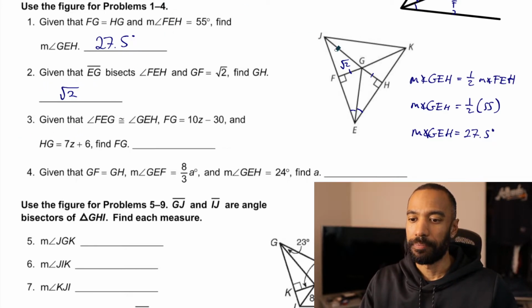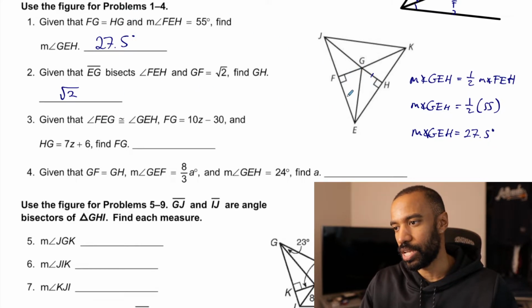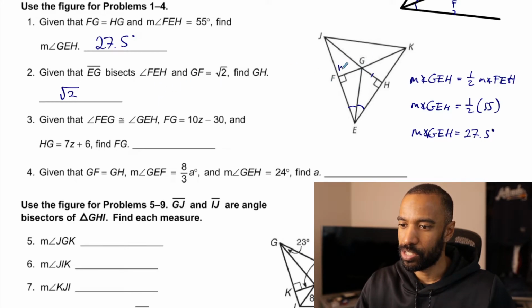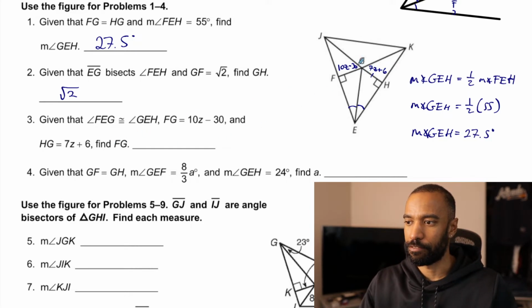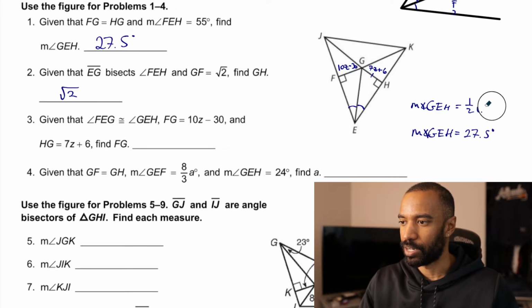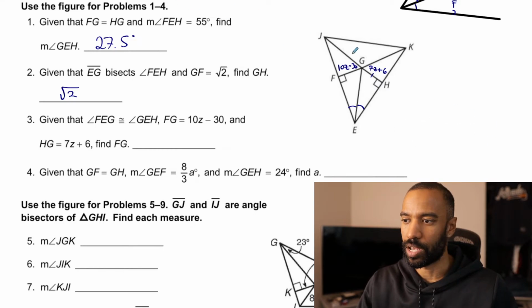All right. Given that angle FEG is congruent to angle GEH, so we're back to that again. So that must mean that because they're congruent, GE is a bisector. FG is 10Z minus 30, and HG is 7Z plus 6. Find FG. So let's solve for Z within the setup right here, knowing that these two are going to be congruent to each other by the angle bisector theorem there.